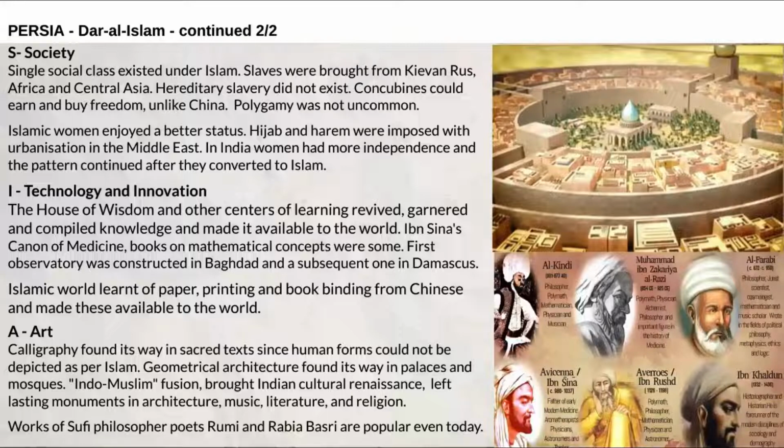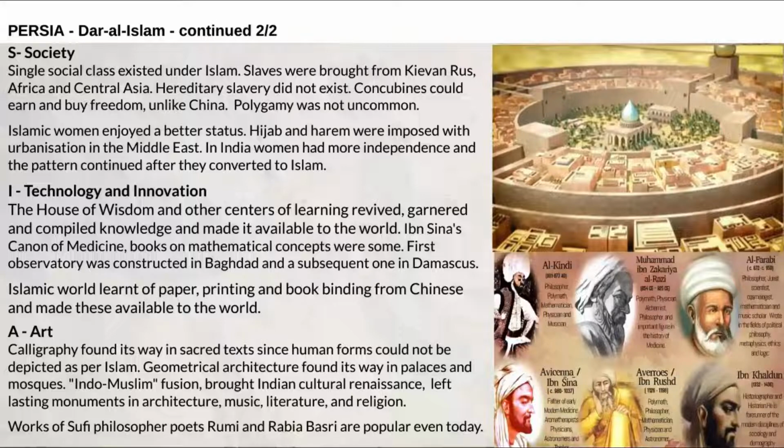Innovation. As the House of Wisdom and other centers of learning revived, they garnered and compiled knowledge to make it available to the world. Ibn Sina's Canon of Medicine, books on mathematical concepts, were among the texts. The first observatory was constructed in Baghdad, and a subsequent one in Damascus. The Islamic world learned of paper, printing, and bookbinding from the Chinese and made these available to the world.